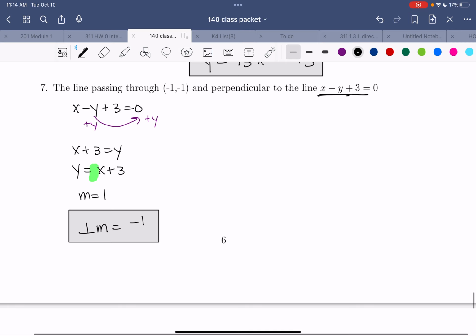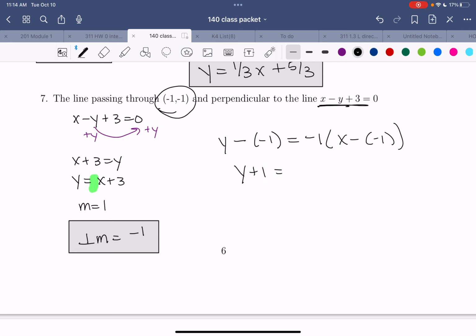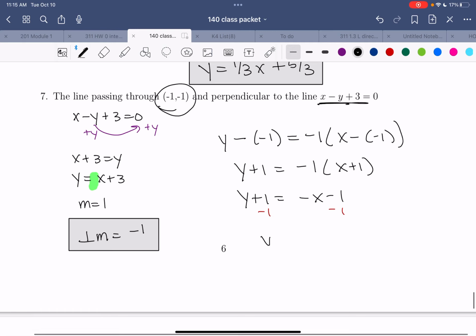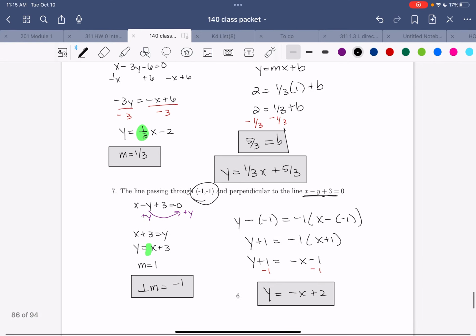Okay. So I'm going to take -1, and we are going to use point slope. So y minus -1 equals -1 times x minus -1. That's y plus 1 equals -1 times x plus 1. Distribute, that's y plus 1 equals -x minus 1. And we'll subtract a 1 from both sides. That gives us y equals -x plus 2. Okay. And that's our guided practice.